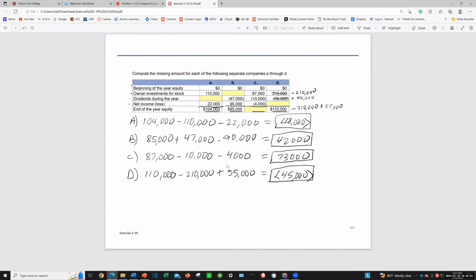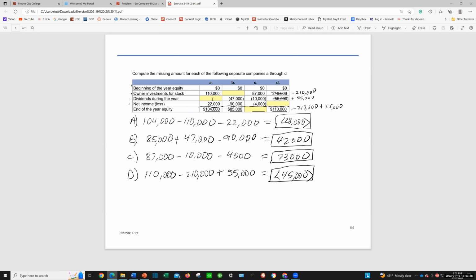Let's move on to exercise 2-19. It's kind of the same formula, it's the same calculations, just a little bit different format. We have beginning of the year equity plus owner investment minus the dividends plus net income will give us our end of year equity. And for each one, we have to have all the parameters except for one. If you don't have that, you can't solve for the one unknown, but they've got to give you everything except for one unknown. Let's take a look at A.